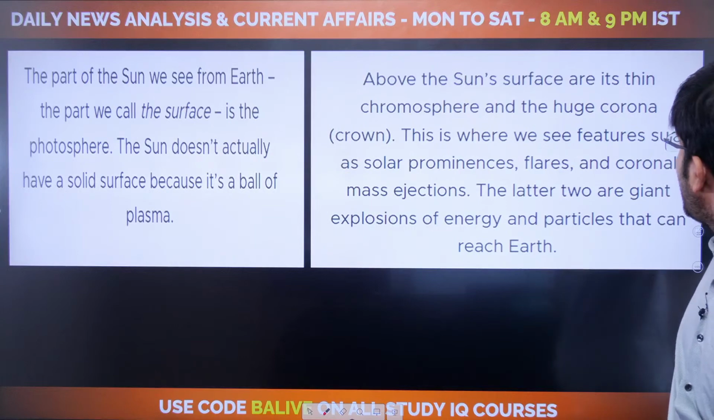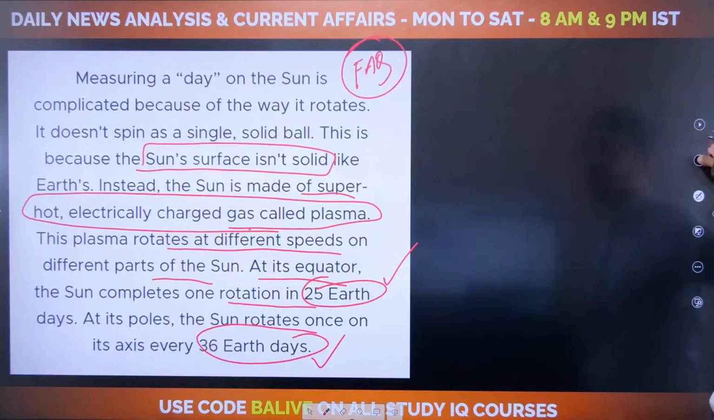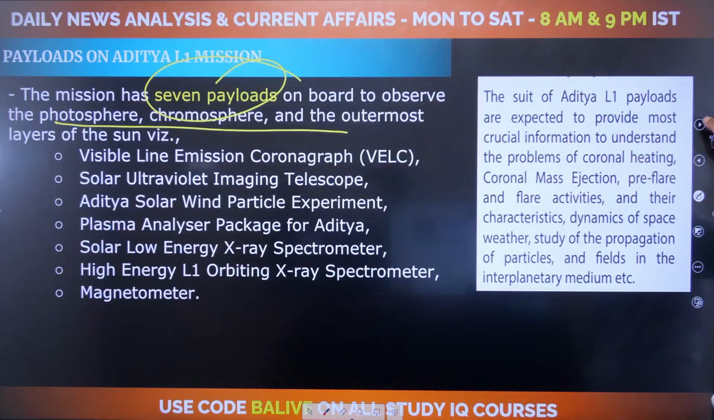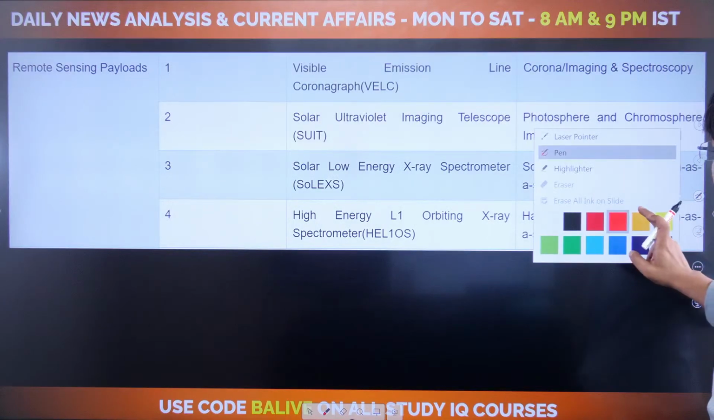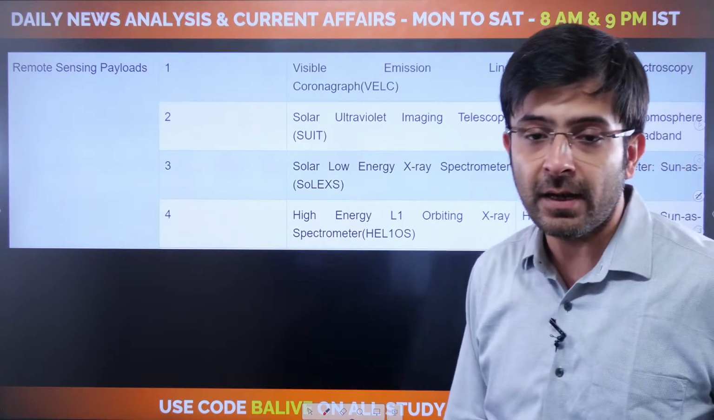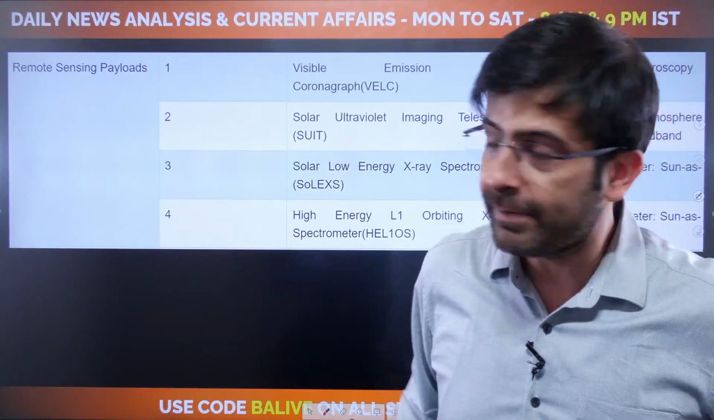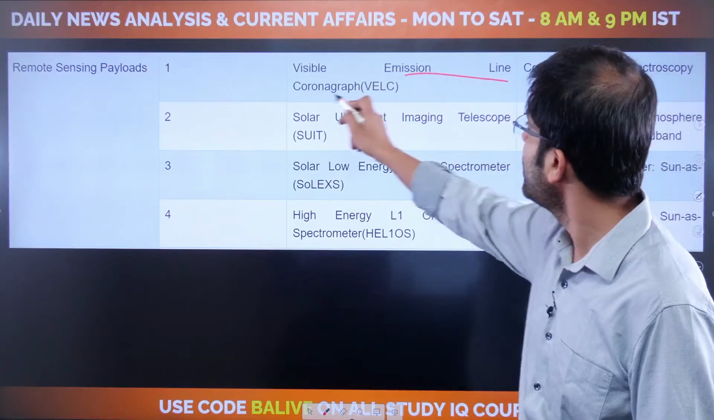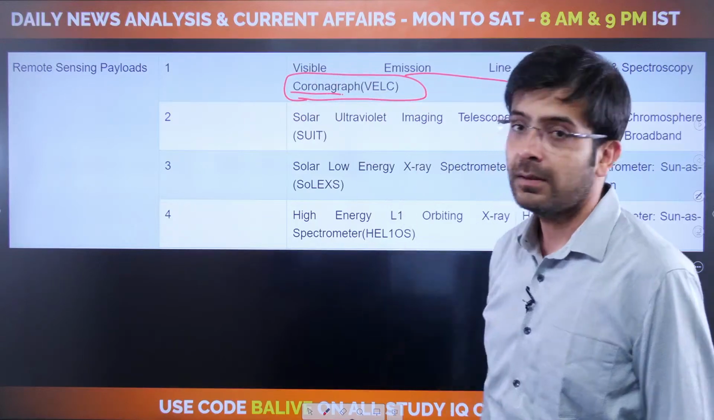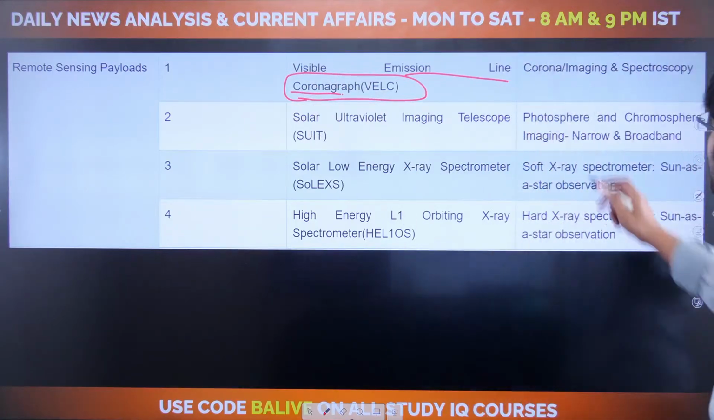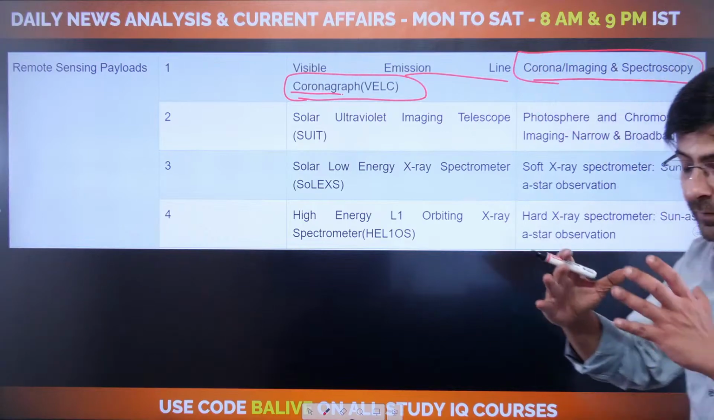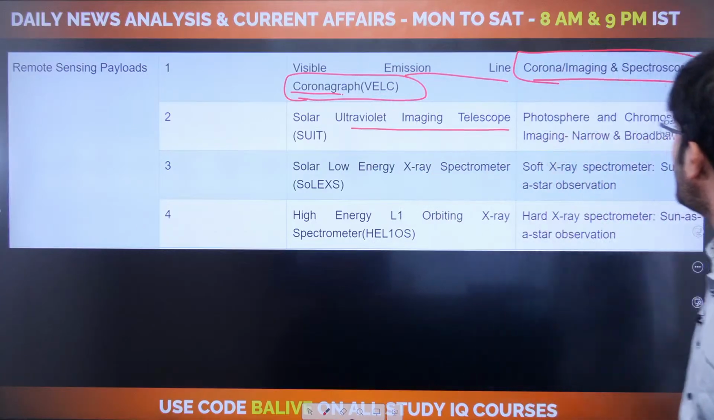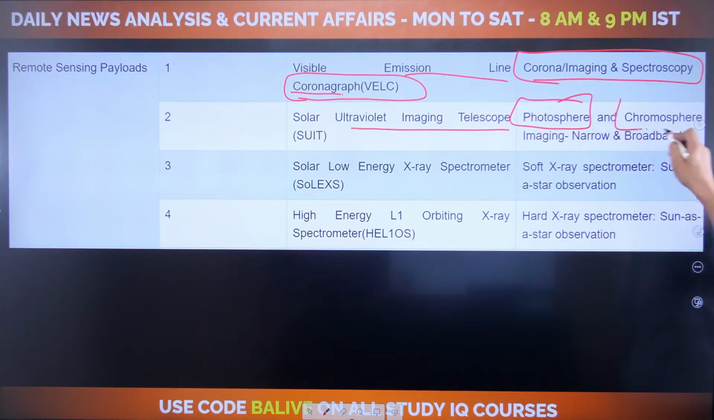All right, have a look at this, but very quickly let me go through and show you the payloads on Aditya. Now that you understand the different parts of the sun and what constitutes the sun's atmosphere, let's look at what we are sending to study what. We are sending the Visible Emission Line Coronagraph to study the corona, the outermost layer of the sun, which means taking photos of the outermost layer. Next, the Solar Ultraviolet Imaging Telescope to study the photosphere and chromosphere.